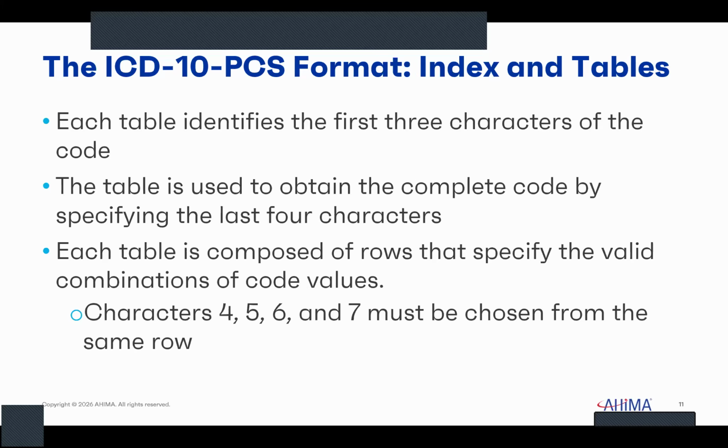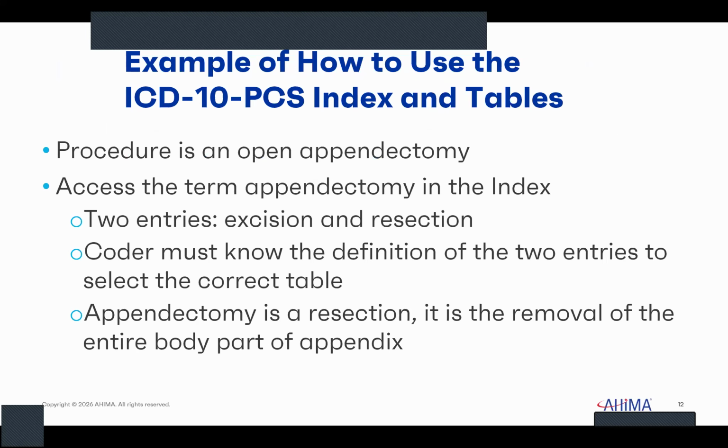Each table will identify the first 3 characters of the code, and the table is used to obtain the complete code by specifying the last 4 characters. And these are the characters that have to be from the same row. So we're talking specifically about characters 4, 5, 6, and 7. So again, how do we do this?